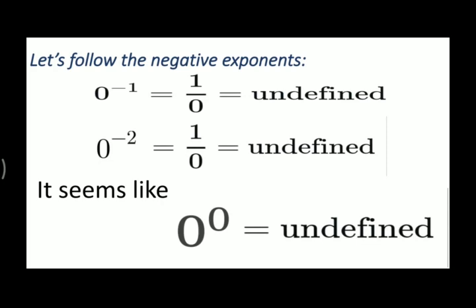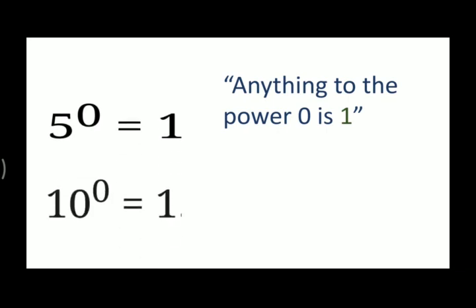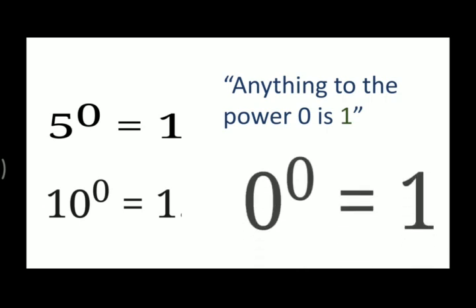Now let's follow the fourth rule. The fourth rule is anything to the power 0 is 1. So if I take 5 power 0, it is equal to 1, 10 power 0 is also equal to 1. So any number raised to the power 0 is equal to 1. So if I follow this pattern, it seems like 0 power 0 is equal to 1.